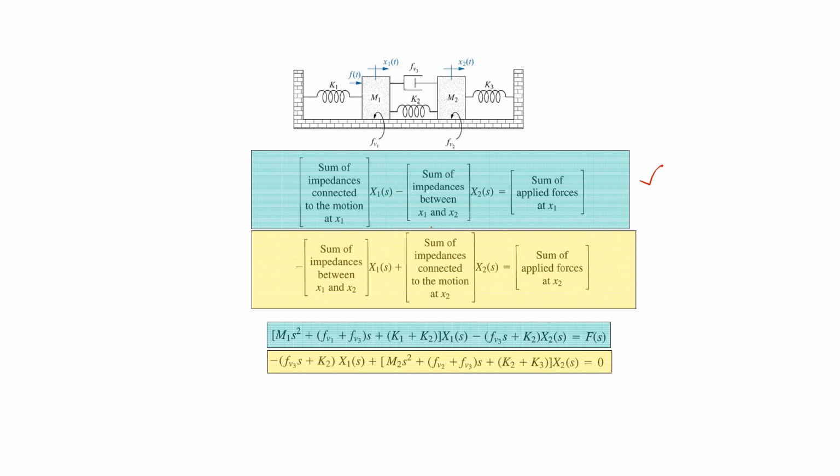We can verify this method by looking at this equation of motion, where these are the sum of all the impedances which are connected to the motion at x1. Similarly, these are all the impedances which are connected between m1 and m2, and this is the only force which is applied on the mass m1. And similarly, we can find the equation of motion for the next mass.